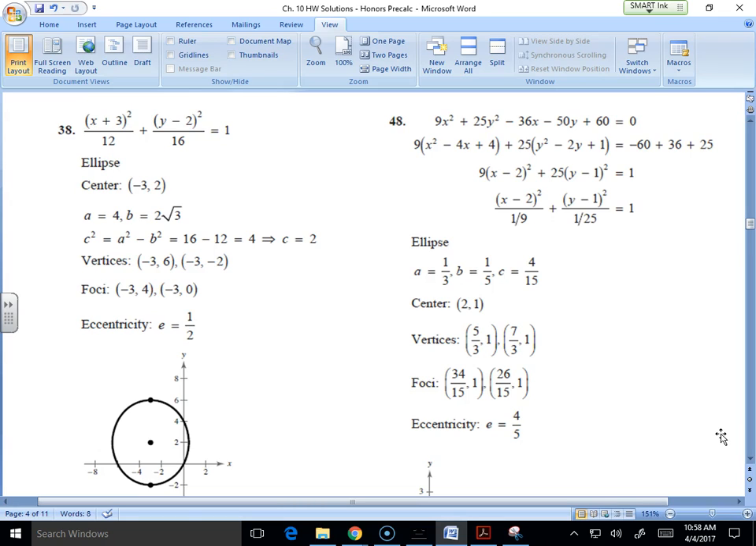So the 12 is underneath the x, and then remember we have to square root these because this is a squared, b squared, b squared, a squared. I just kind of look at it to say, okay, which one's bigger? That one's going to be a. And where is it? Under the y. Does that make sense? Yeah.